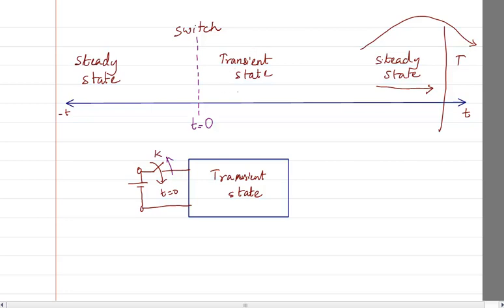And it remains in the transient state where the circuit tries to balance the current and the voltage, and the capacitor tries to charge up or discharge, or the inductor tries to charge up or discharge, and finally it again attains a steady state. Okay, now let me make you understand this concept with the help of a simple example.